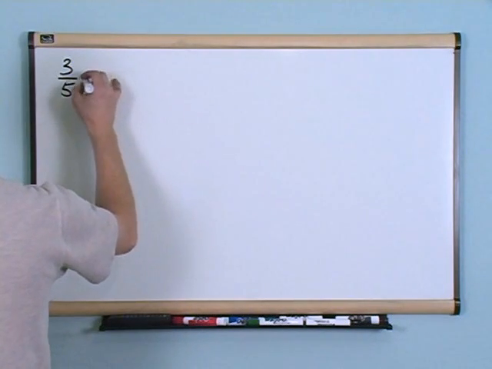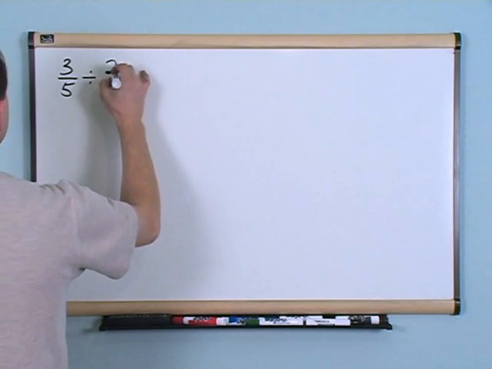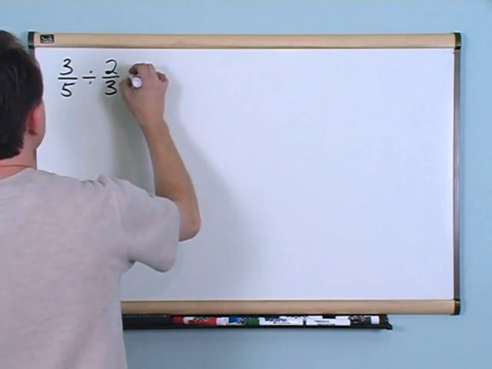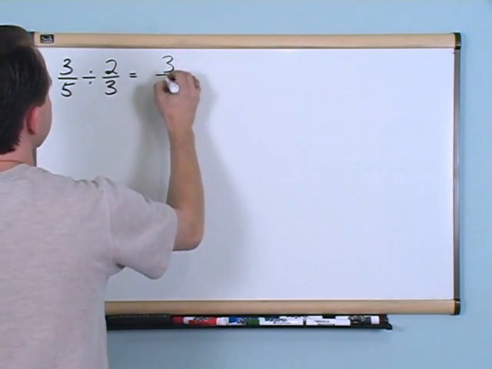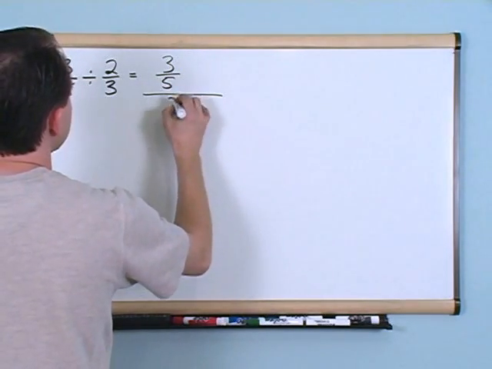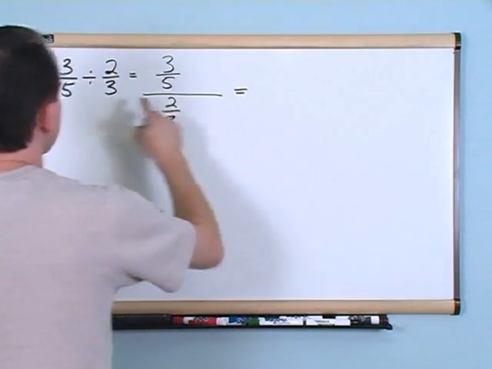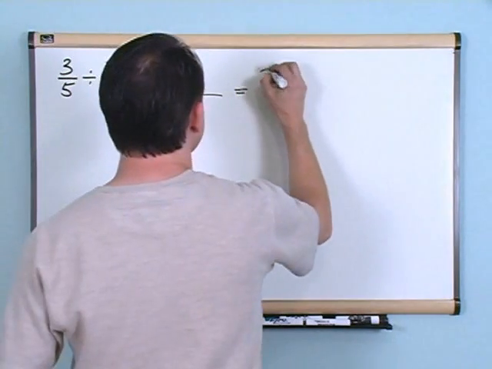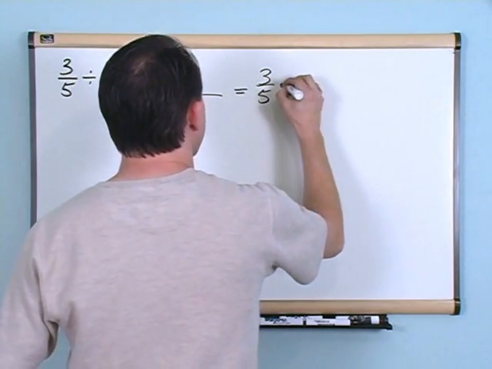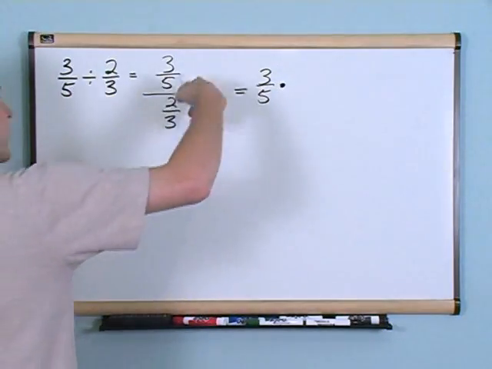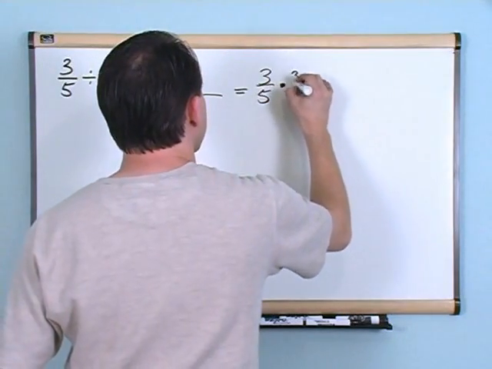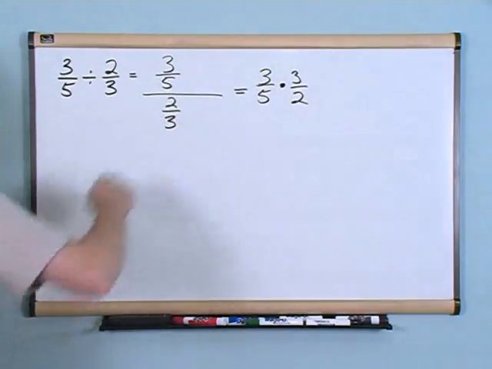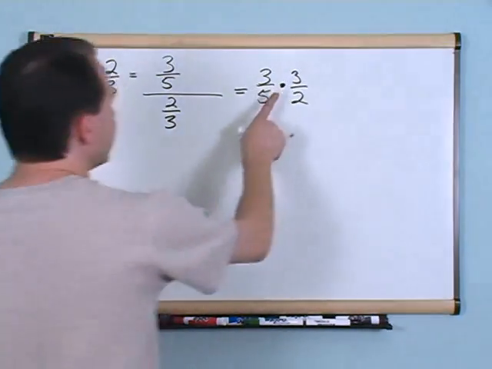3/5 divided by 2/3. Okay? And I like to write 3/5 on the top, all divided by 2/3. So I'm just rewriting the problem here. So now in order to go on, I just write 3/5 times, take this bottom number and flip it over, 3/2. Just flip it over like this. And I can change it into multiplication.